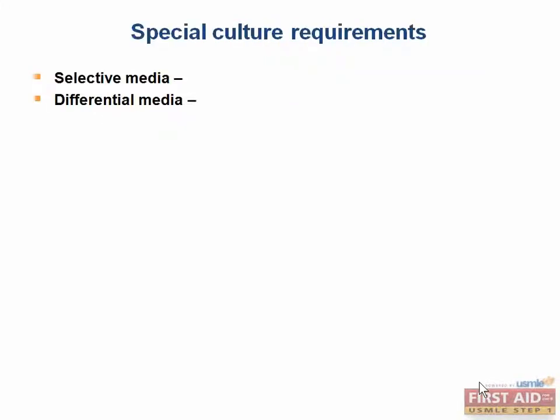The type of media that is used to grow the organism can actually tell you a lot about that particular bug. In fact, the media can be used to differentiate organisms. Media can be selective, meaning it contains antibiotics to prevent growth of contaminating microorganisms, such as Thayer-Martin media, which contains vancomycin, polymyxin, and nystatin to inhibit growth of organisms other than Neisseria gonorrhoeae.